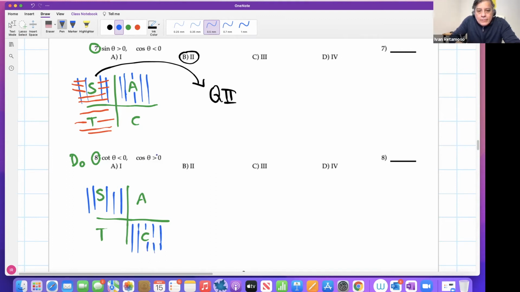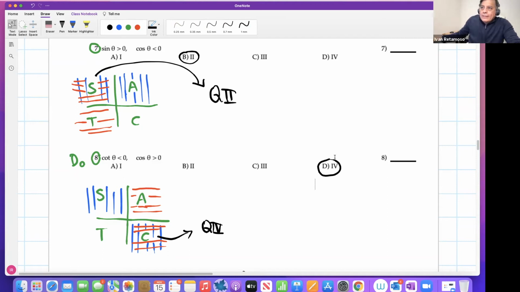But now, where is cosine positive? Cosine positive here on the first quadrant, right? But also cosine positive here on the fourth quadrant, right? Because cosine and its reciprocal secant are positive. So where these two statements are true, not hard to see, on the fourth quadrant, right? Quadrant 4. Follow, guys? Quadrant 4, number 8. Excellent, excellent. So let's move on then.